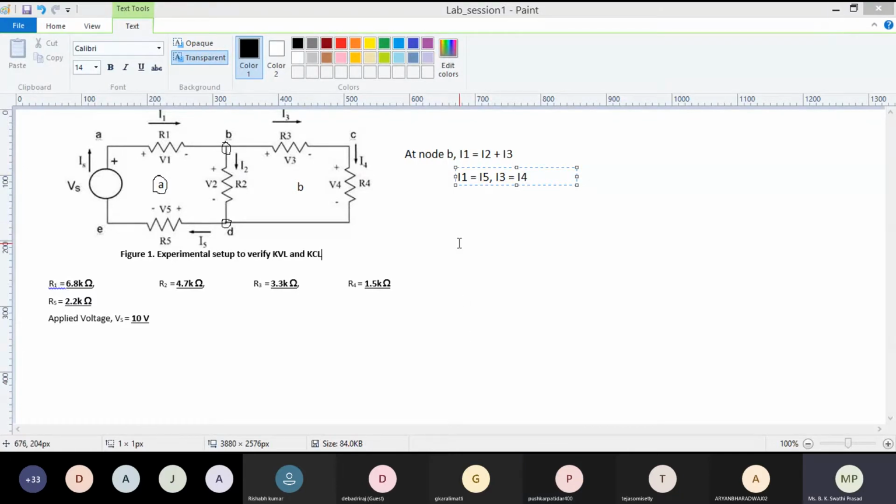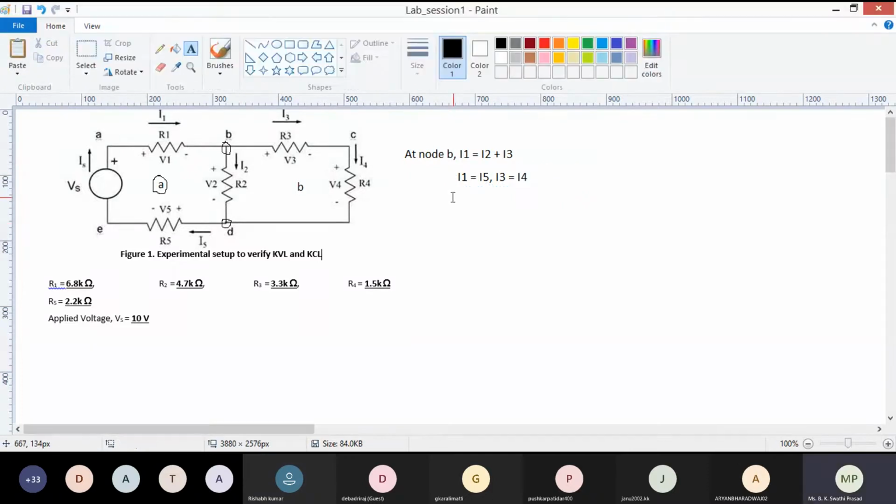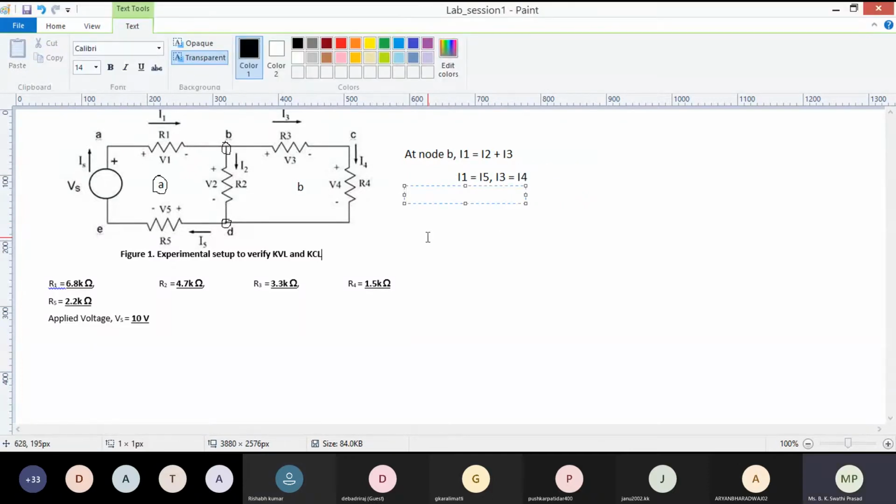Right. Now I1 is equal to I5 and I3 is equal to I4, isn't it? Yes, ma'am. Anyone having any doubts in this? No, ma'am. Okay. Now let us consider the node D.